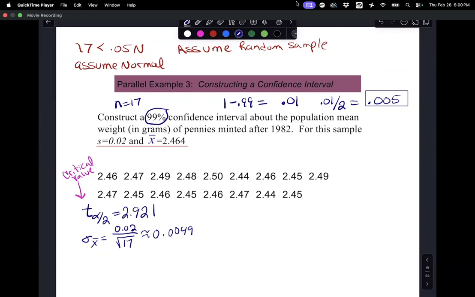Okay, let's calculate a margin of error. Margin of error equals the t sub alpha divided by 2 times our sigma sub x bar. So it's going to be 2.921 times 0.0049. This is going to be my margin of error.